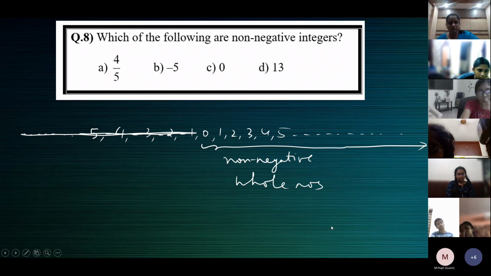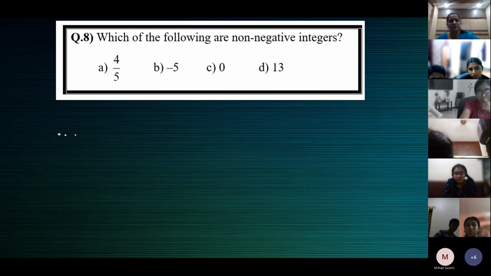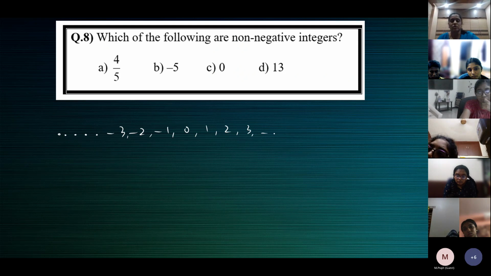Sorry, children. A lot of many times I had to excuse myself. So see here the collection of integers, children. -3, -2, -1, 0, 1, 2, 3, and so on.